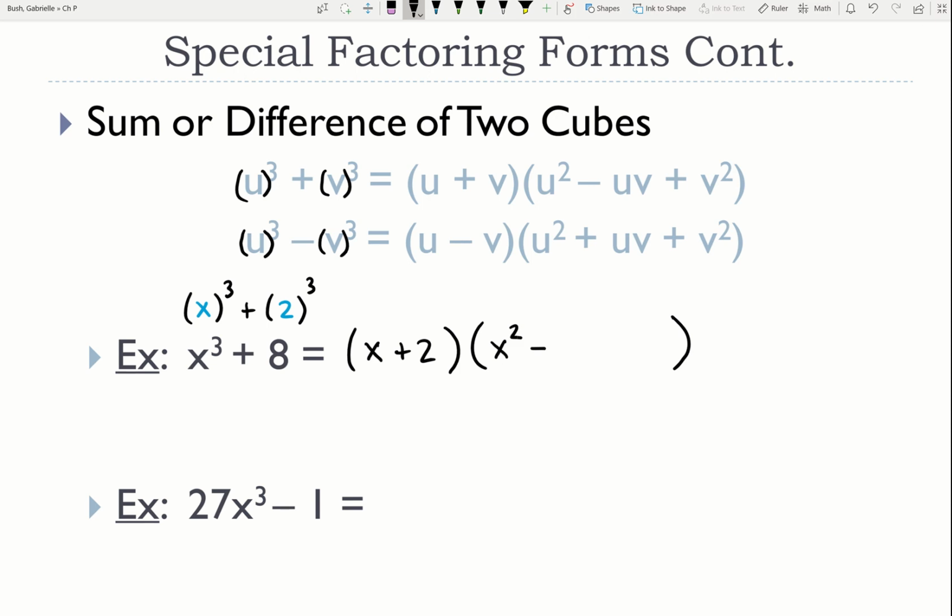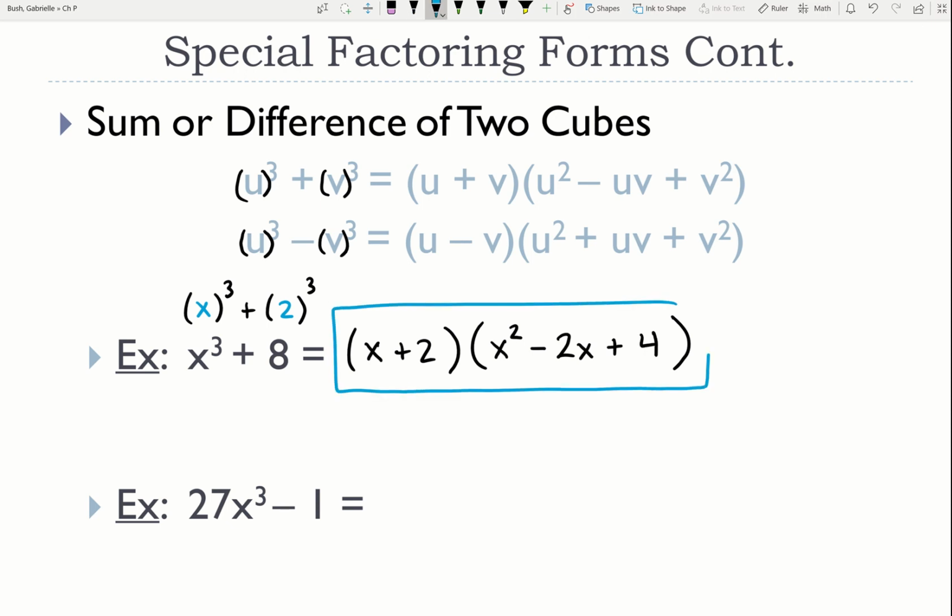And then minus what we get whenever we take u times v. Well, playing the role of u is x, and playing the role of v is 2. If we were to multiply those together, we would get simply 2x. And then finally, for that v squared at the very end, that would just be plus 2 squared, or in other words, simply just 4. And that would be our final result for how that factors.